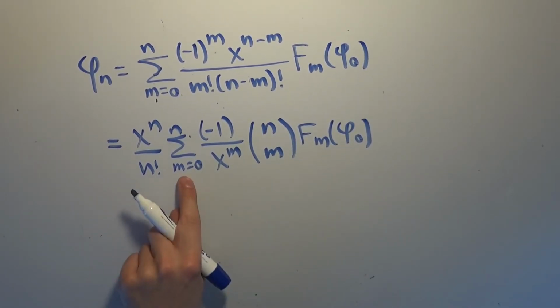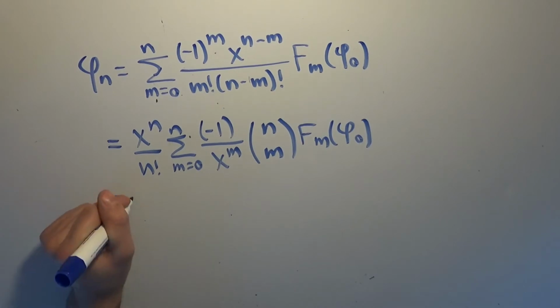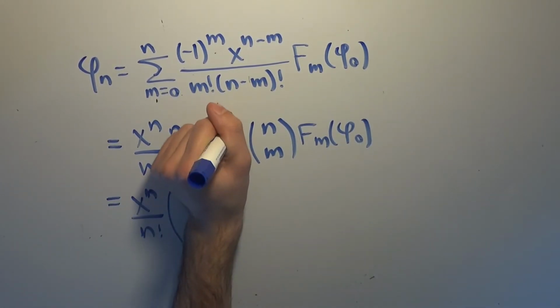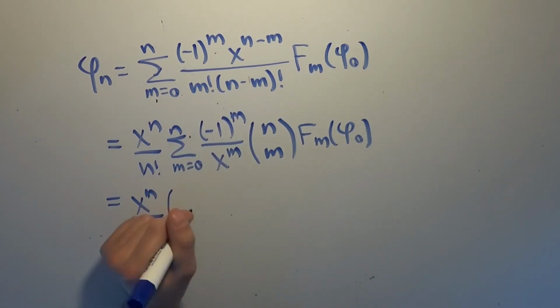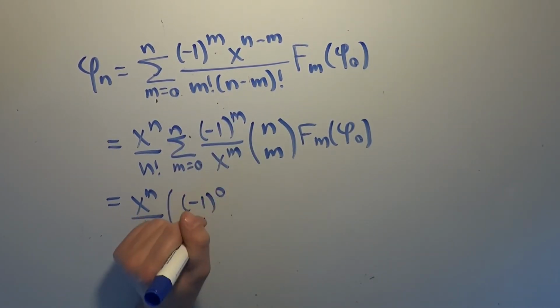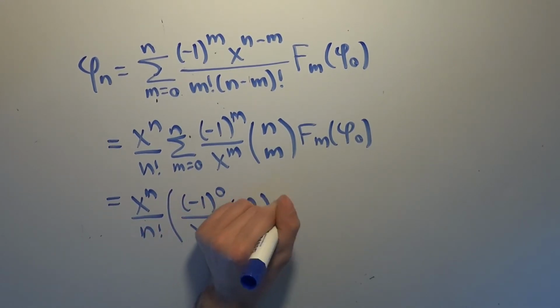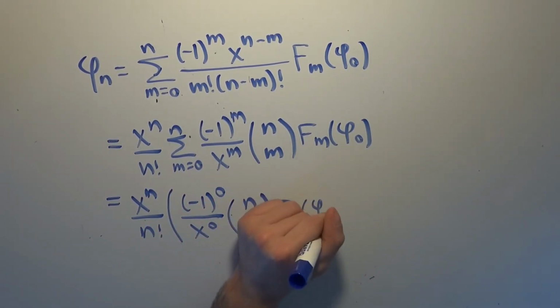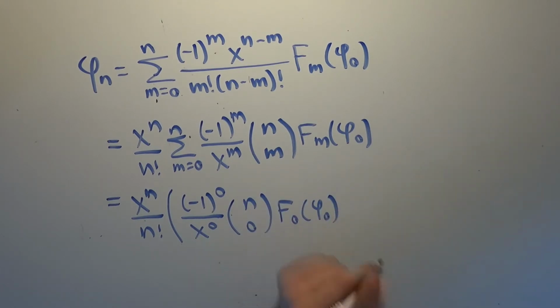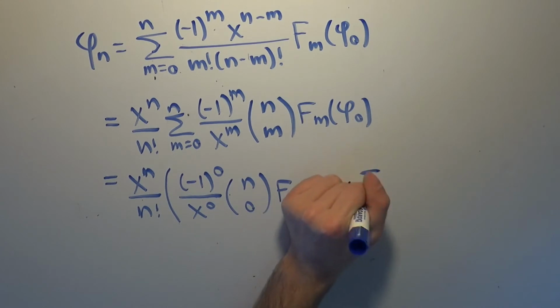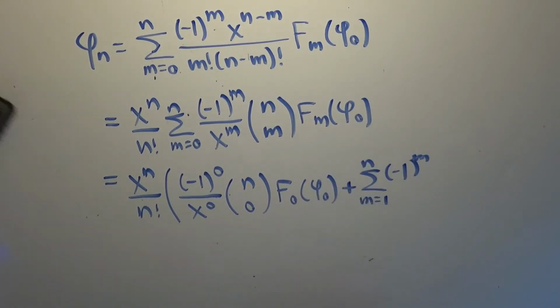Now let's take out this 0th term here. We're going to factor out -1 to the 0 over x to the power of 0 times n choose 0, big F sub 0 of phi 0. All we did was just take out the 0th term there, and then we're going to add the rest of the sum. And we have the rest of the sum there.